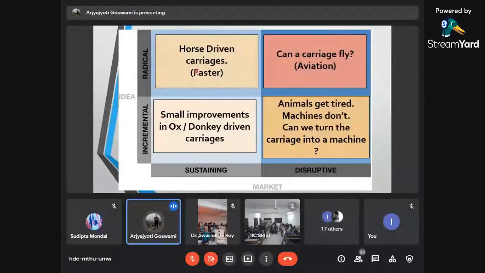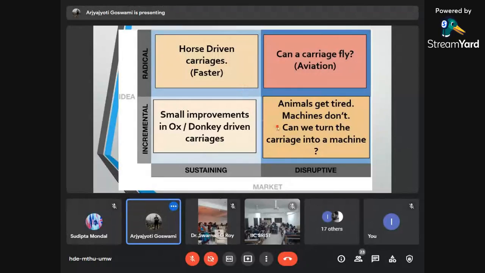We are still dealing with carriages, but they came up with horse-driven carriages. This is an example of radical, sustaining innovation. Still dealing with carriages, but rather than using ox or donkeys, we are using horses so that my carriage is moving very, very fast.